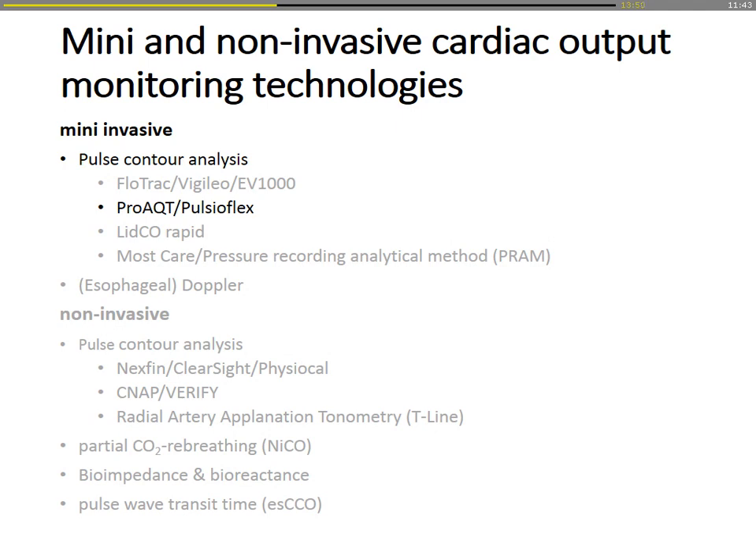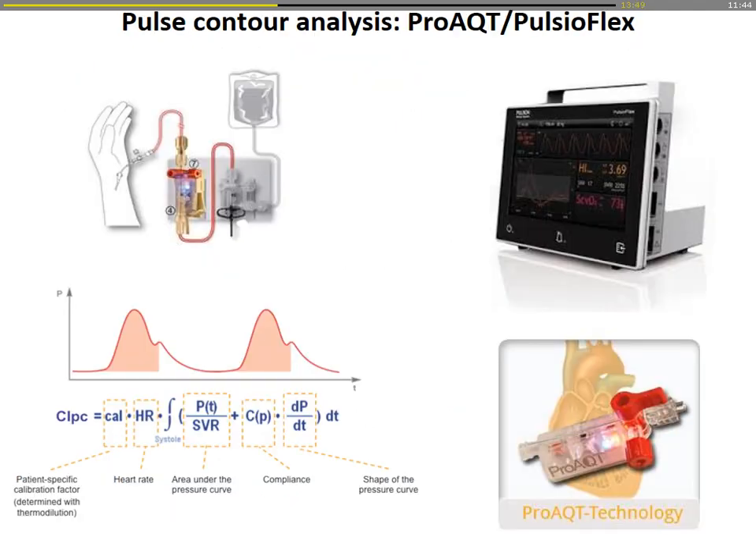The next technique we want to look at is the ProAQT PulsioFlex method. It's quite similar: you connect it to the arterial line, and it derives the area under the arterial pressure curve, multiplies it with heart rate and some factors, and you can get the cardiac output.